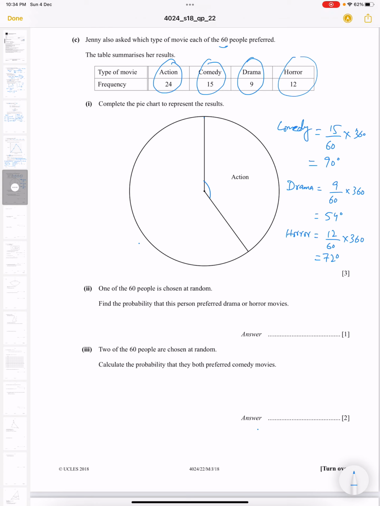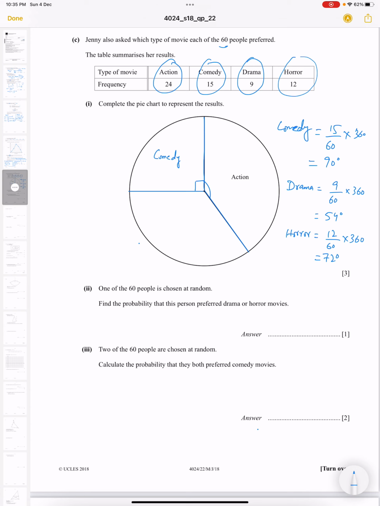Since the angle for action is completed, you will put your D on this line, or on another line, one of these lines. Then with D you will construct an angle of 90 degrees. Let's say it comes out here. With D, this angle will be 90 degrees. This is the part for comedy movies.